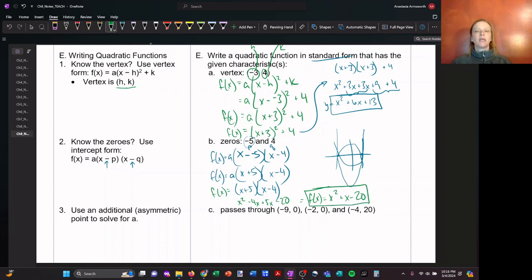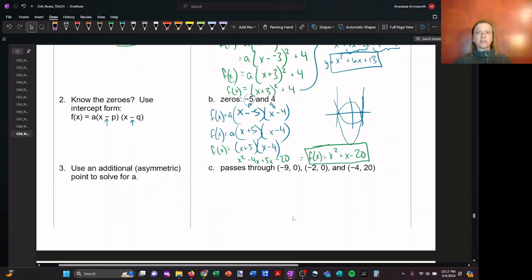Okay. Now, I've hinted at this earlier that there is a way to solve for a, but you need a little bit more information. You need an additional point that isn't the vertex if you're doing vertex form, or that isn't the zeros if you're doing intercept form. And question C here gives us that kind of example. We're told that this parabola passes through -9, 0, -2, 0, and -4, 20.